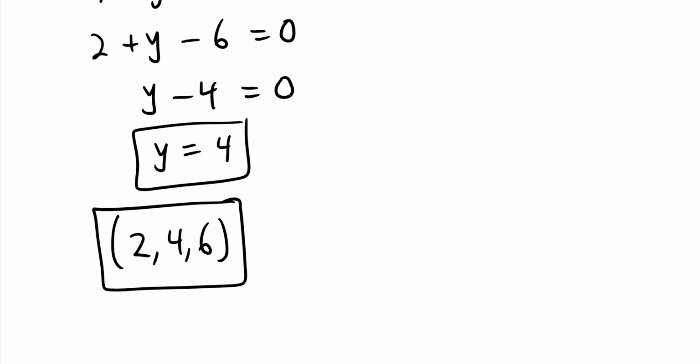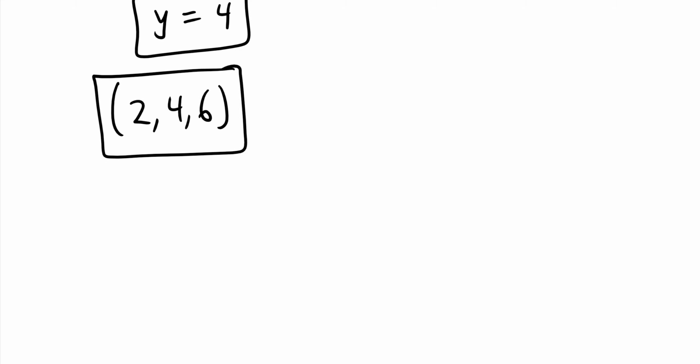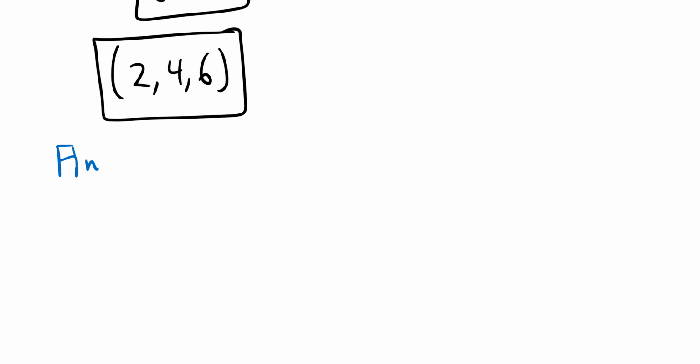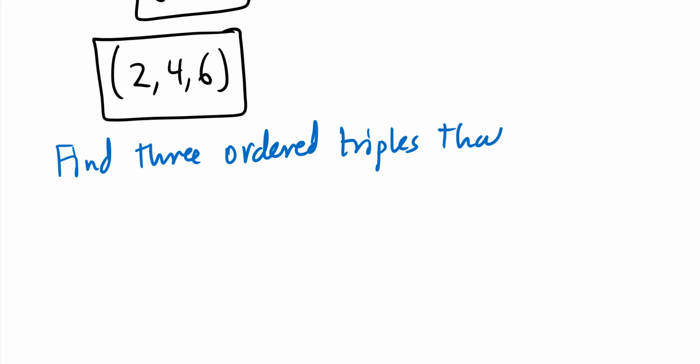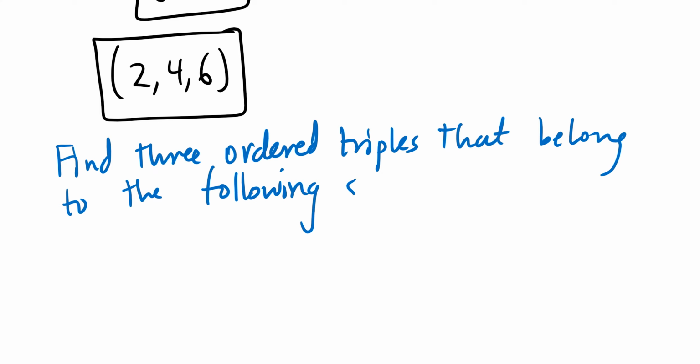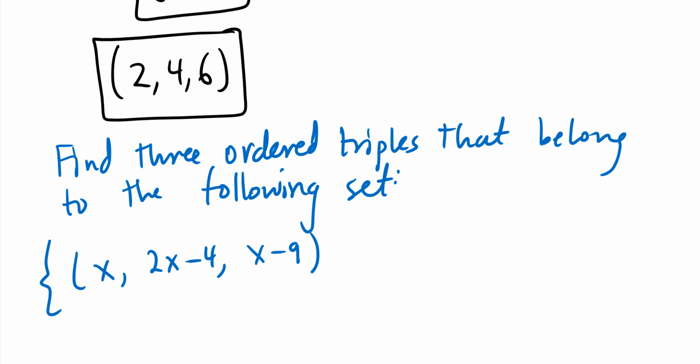The next one, let's look at a slightly different kind of example. Let's say they ask us to find three ordered triples that belong to the following set. Okay, so what is this set? x comma 2x minus 4 comma x minus 9, and I'm going to put this slash here. This means such that, in mathematics, such that x is a real number.